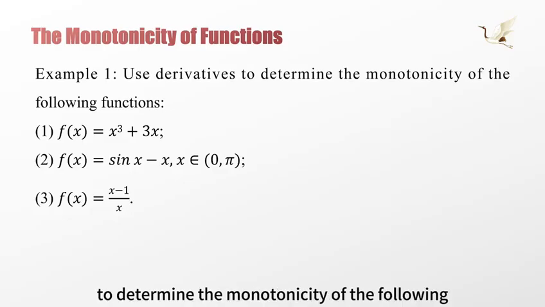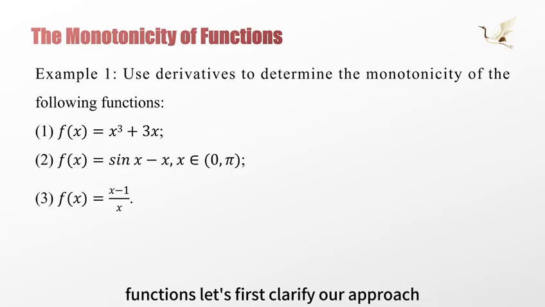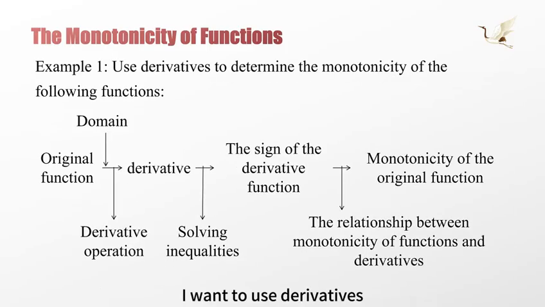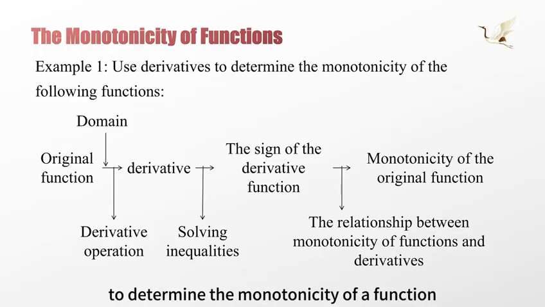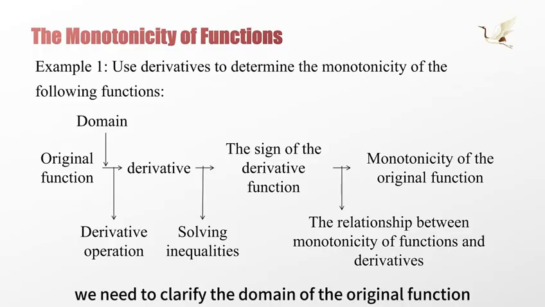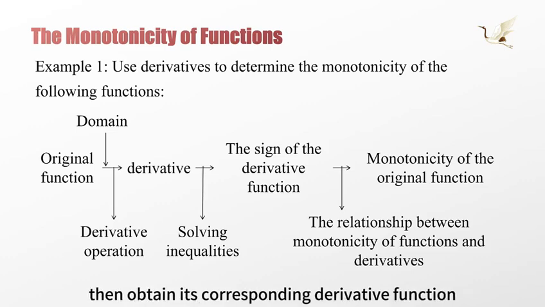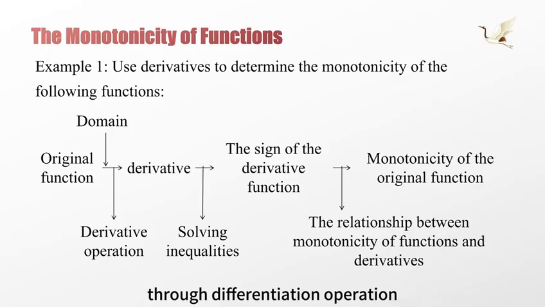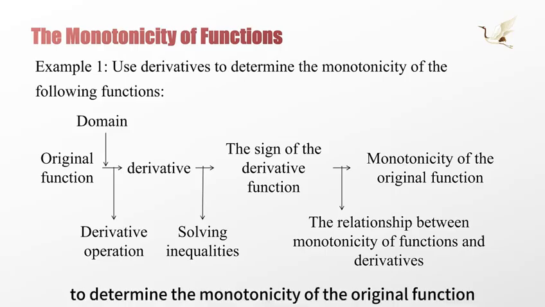Use derivatives to determine the monotonicity of the following functions. Let's first clarify our approach. To use derivatives to determine the monotonicity of a function, firstly, we need to clarify the domain of the original function, then obtain its derivative function through differentiation, and determine the sign of the derivative function by solving inequalities. Based on the relationship between monotonicity and derivatives that we just explored, we can then determine the monotonicity of the original function.